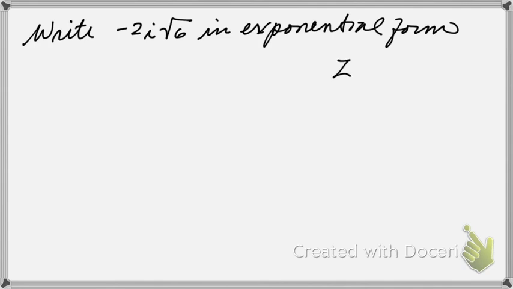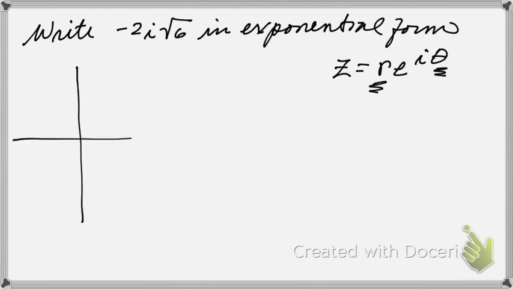All right, well, what's the exponential form? It's z equals r e to the i theta. I need r and I need theta. What I like to do is look at these graphically and go, all right, this is the real axis, this is the imaginary axis. I've got 0 on the real axis, a -2 rad 6 on the i-axis, which would put me down, so the number is, say, here.